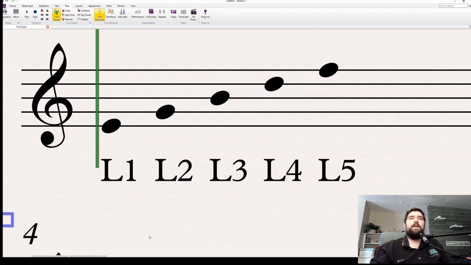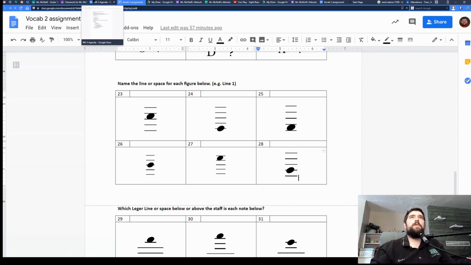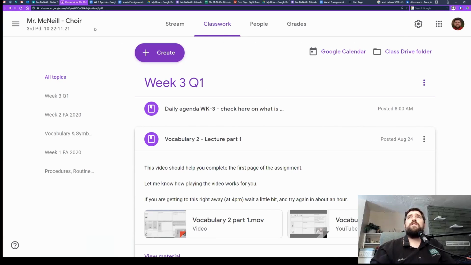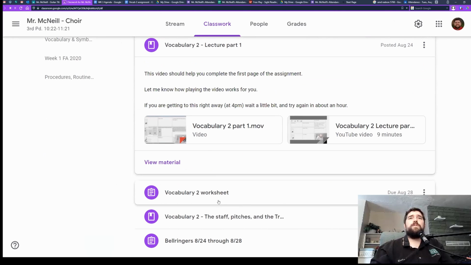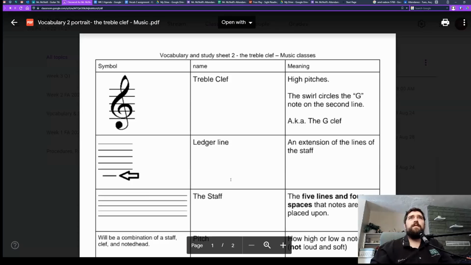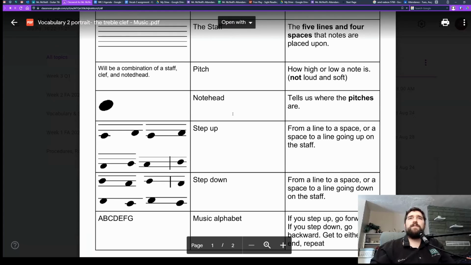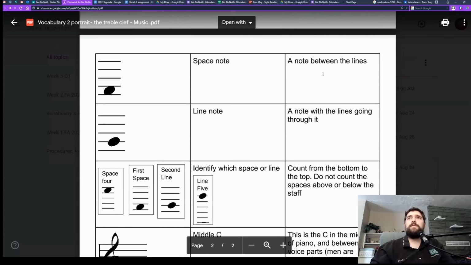We have these line notes. Okay, you know it's a line note because the line is going right through the middle of it. If you don't remember where to find the vocabulary for it, you go there, find that PDF, and here it is. Okay, and I was looking at line notes and space notes.